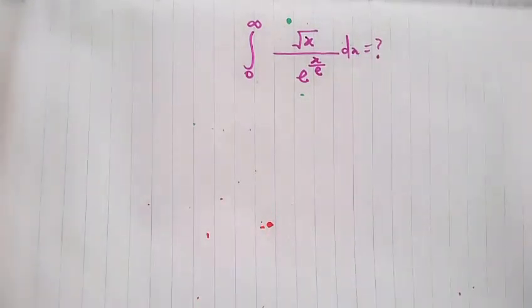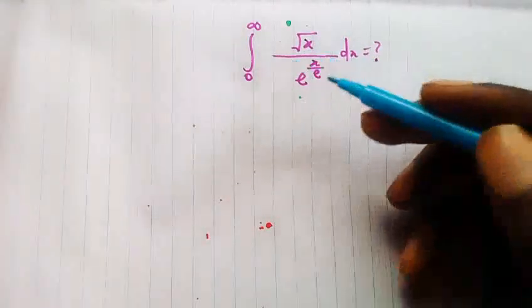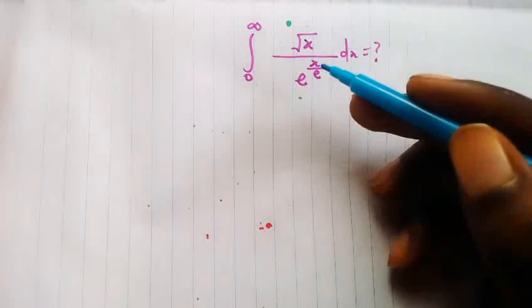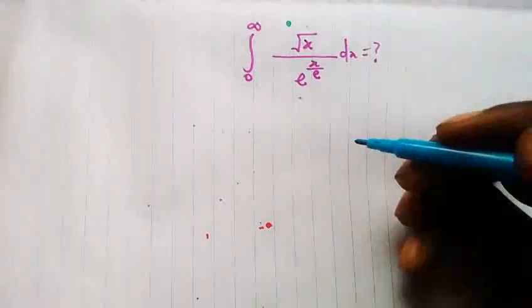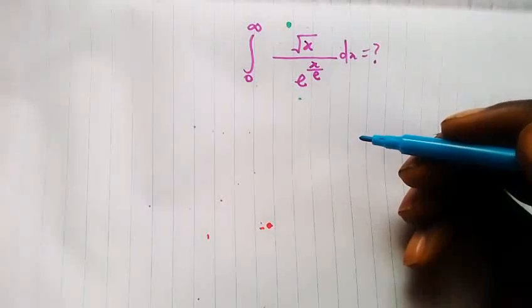Today we have the following problem. The integral from 0 to infinity of square root of x over e raised to x over a dx is equal to that. Before we start solving this problem, remember this is our calculus class of introduction to gamma function.